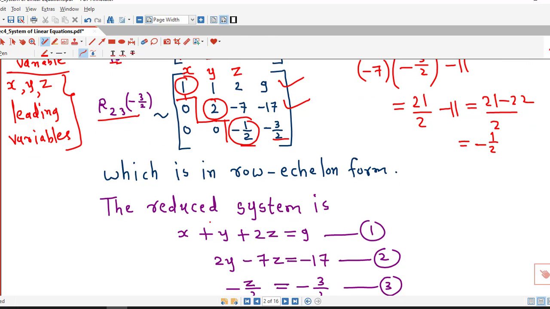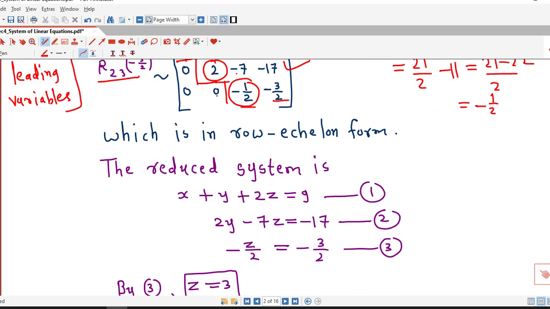So we write down the system corresponding to the row echelon form, which is 1 into x plus y plus 2z equal to 9, 0 into x, which is 0, plus 2y minus 7z equal to minus 17. And from the last row, 0 into x plus 0 into y minus 1 by 2 into z, which is minus z by 2 equal to minus 3 by 2.